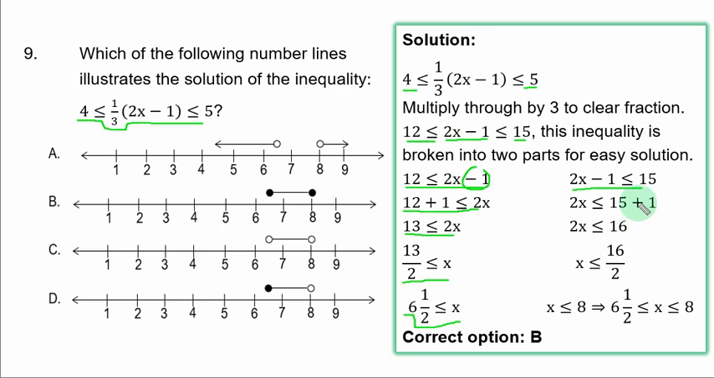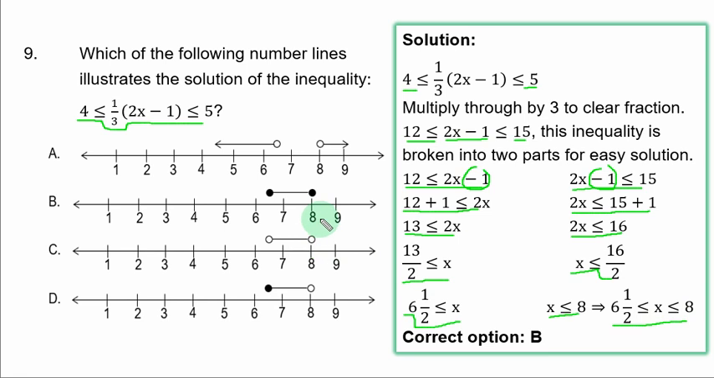Come here, collect like terms, transfer plus 1 to the right hand side. You have 2s less than or equal to 15 plus 1. You have 2s less than or equal to 16. Divide through by 2. You have s less than or equal to 16 over 2, and you have s less than or equal to 8. If you merge both solutions together, you have 6 and a half less than or equal to s less than or equal to 8. You come to the number line.